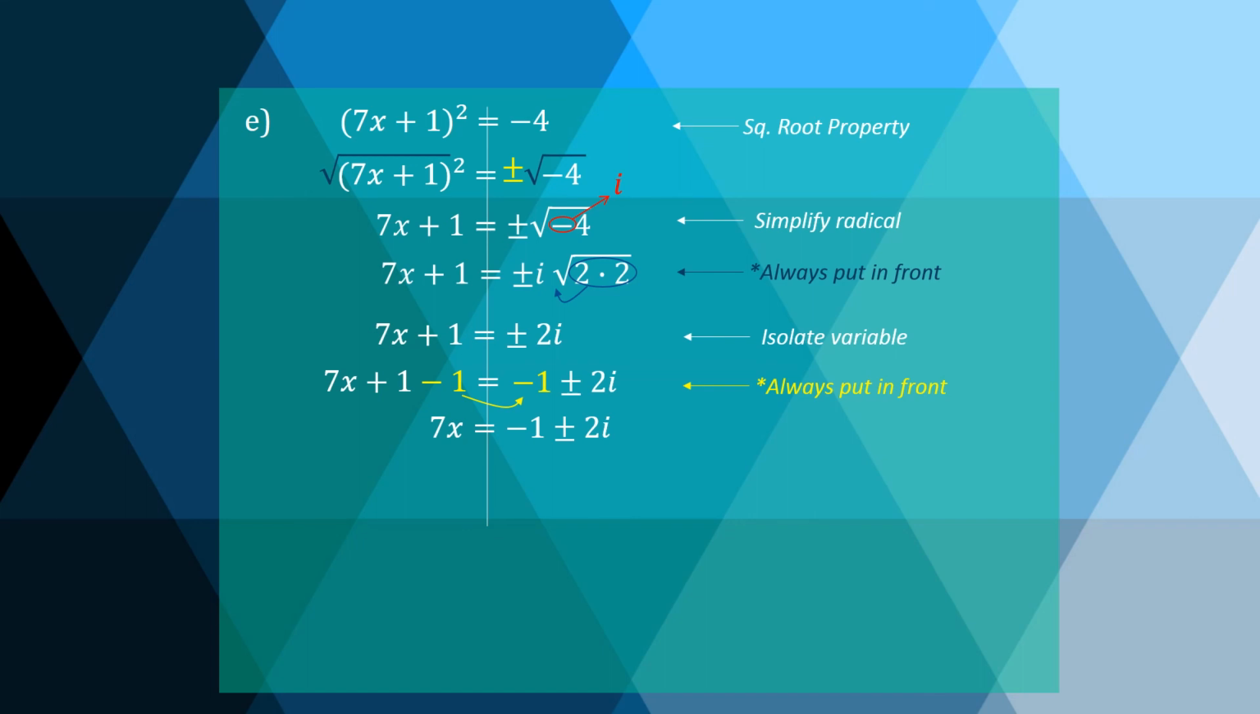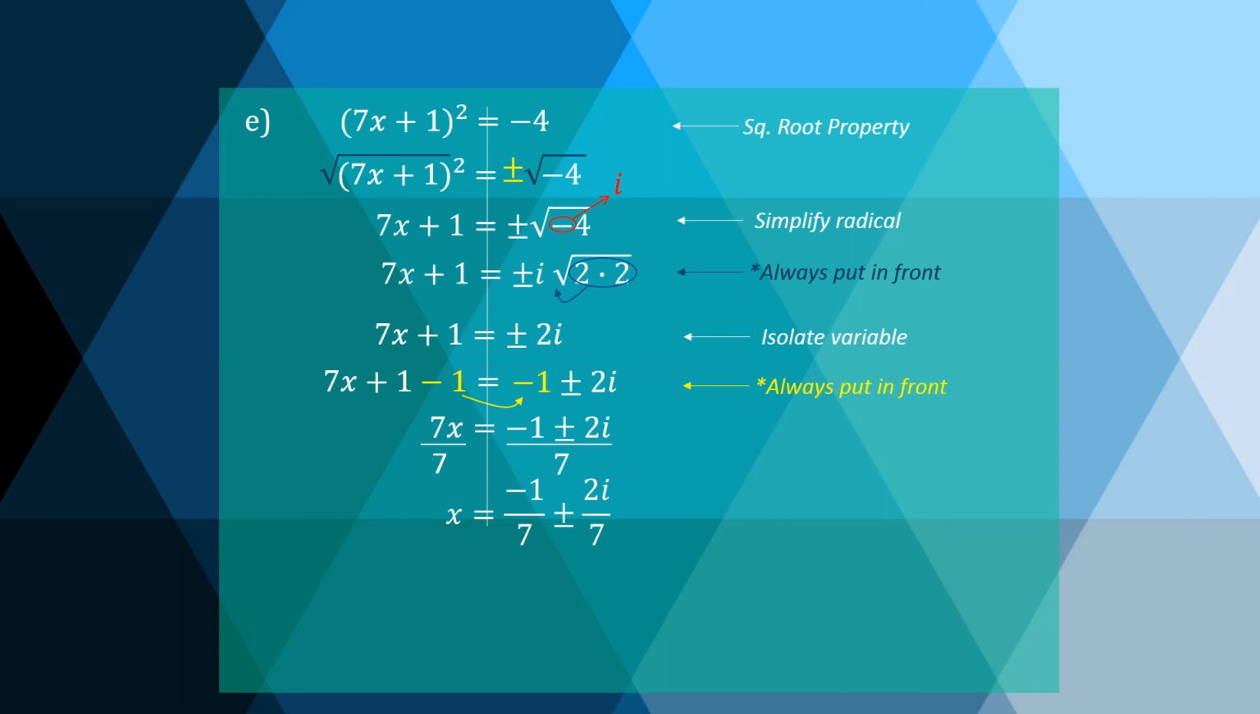The last thing is the 7 and the x are touching, which implies multiplication. To undo multiplication, we need to divide. When you divide, we divide the left side and the right side. The whole entire right side is divided by 7. Now we're ready to clean this up and see what we really have. On the left side, 7x divided by 7 does give you x. The right side, notice everything is over 7, so we need to separate that. We write it as x equals negative 1 over 7 plus or minus 2I over 7.